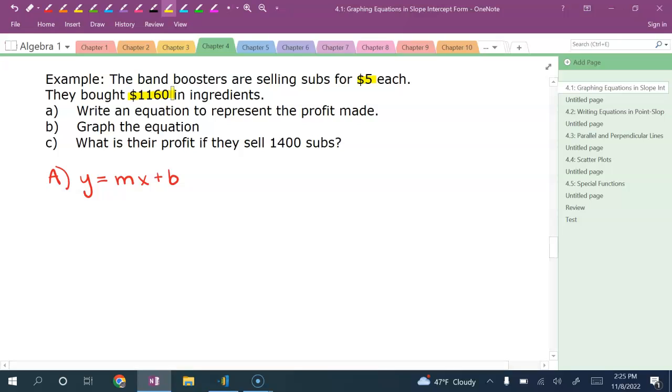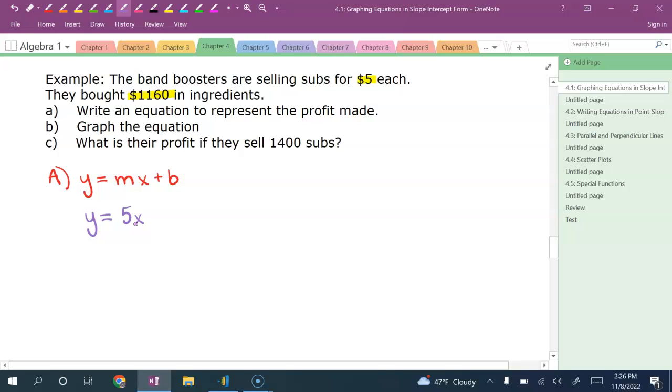Now, how I'm doing that is I'm taking 5 times the number of sandwiches that they sell, which would be represented by x in this equation, because that could be changing. If they sell 2 sandwiches, 100 sandwiches, 200 sandwiches. So for this problem, I'm going to put in 5 for the m. 5 is your slope. So 5x.